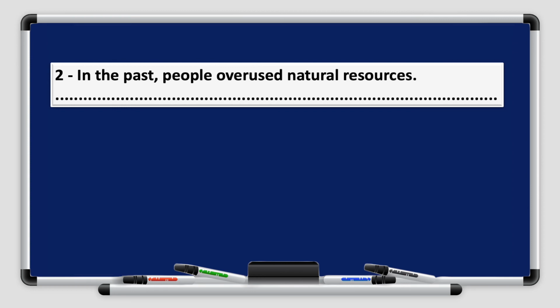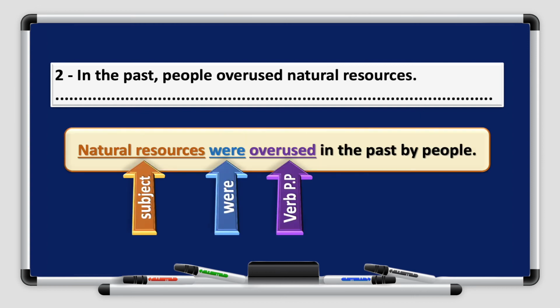Number 2, in the past, people overused natural resources. Let's identify the sentence. I know it's a past simple sentence, so how I'm going to change it into a passive. Natural resources were overused in the past by people. We began with the object, followed by verb to be, followed by verb 3.